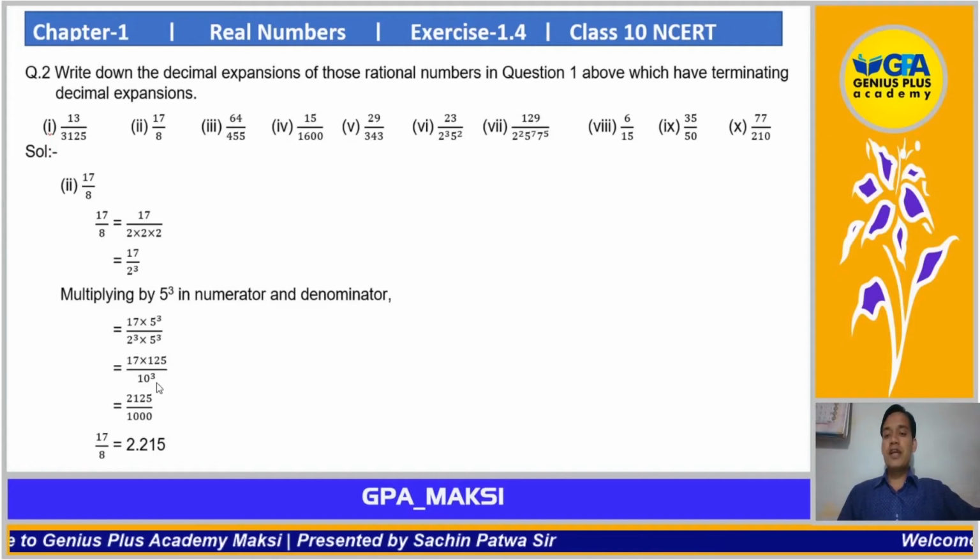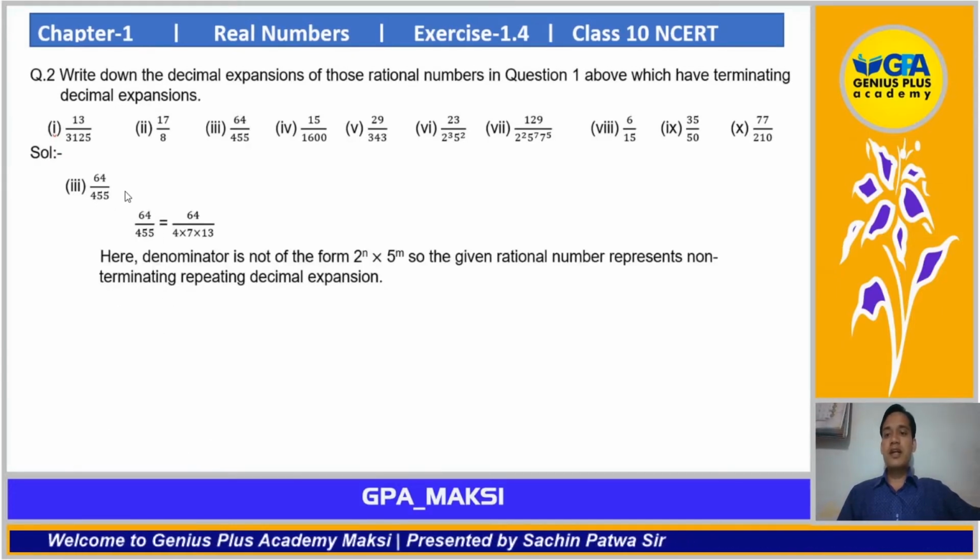So 5 raised to 3 is 125, and 2 raised to 3 into 5 raised to 3 we can write as 10 raised to 3. So when we multiply 17 into 125, it's 2125, and 10 raised to 3 is 1000, and when we divide, it's 2.125. Pause the screen and note it. Let us move to our next question.